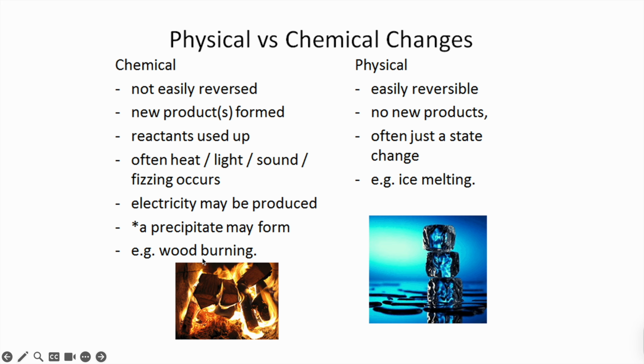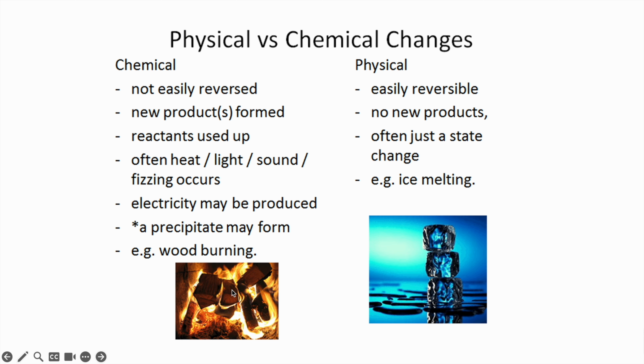The same way we burn the wood, we get a new product, which is ash. In this case, the reactants, the wood, for instance, is used up. So we can't bring back our reactants. Now, oftentimes with chemical changes, you're going to produce heat, light, sound, or fizzing. An example of heat and light is this wood burning. It produces heat and light.